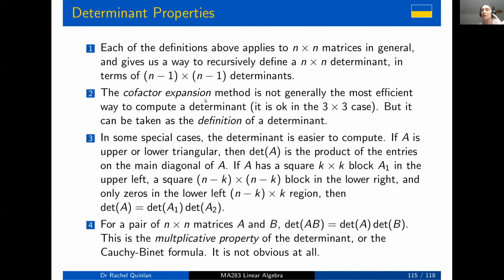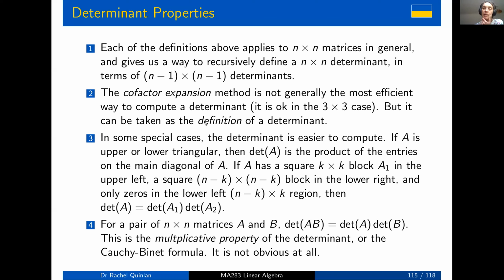So the level of complexity and effort involved in computing an n by n determinant grows factorially in n. It gets unwieldy very, very quickly. So in practice, if you actually want to know what the determinant of some matrix is, for instance whether the matrix is invertible or whether its columns are linearly independent, a more efficient method is to use elementary row operations to reduce the matrix to triangular form, and then to make use of some properties that we know about how elementary row operations affect the determinant. This is related to comment number 3 here, which is that in some cases, the determinant is easier to compute.